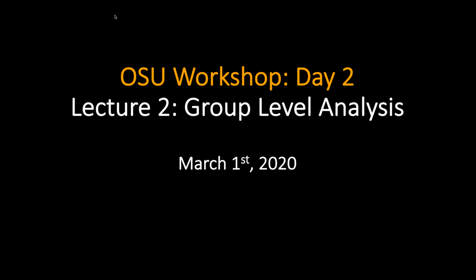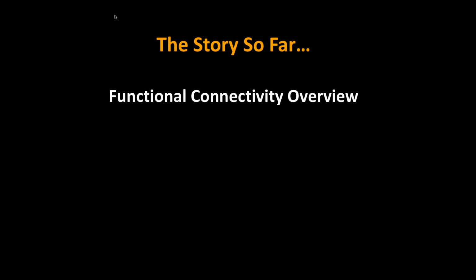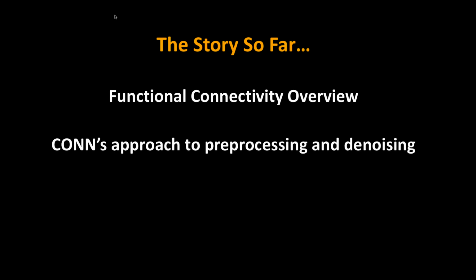All right, so moving on to group level analysis, actually making inferences about how to do these. So we've talked about functional connectivity, what it is, Conn's approach to pre-processing and denoising, and your choices for using these different first level covariates. When we talk about group analysis, when I show you that montage of the individual slices, that's all the group analysis is doing.